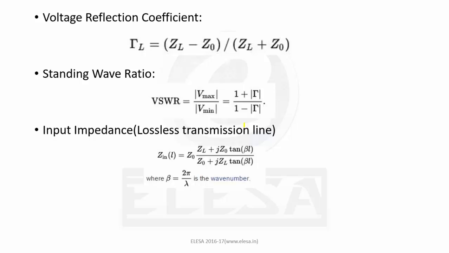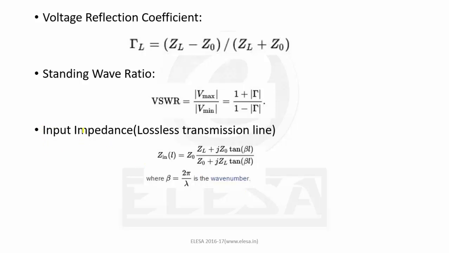Next, we have the standing wave ratio, VSWR, voltage standing wave ratio, which is equal to the modulus of maximum voltage which occurs in the standing waves, divided by the modulus of minimum voltage which occurs on the transmission line. And it is easy to derive that it is equal to 1 plus rho upon 1 minus rho, where rho, as we saw above, is the voltage reflection coefficient.